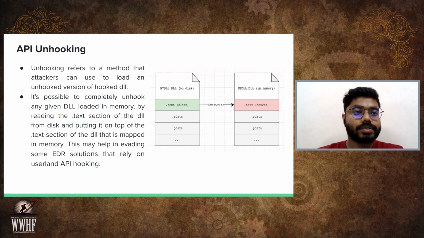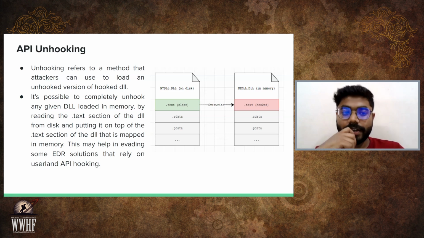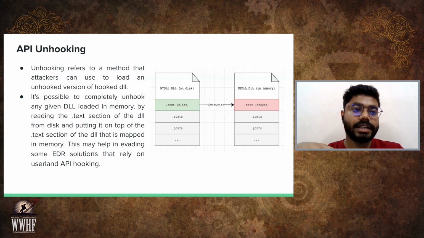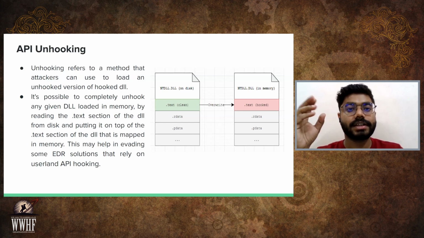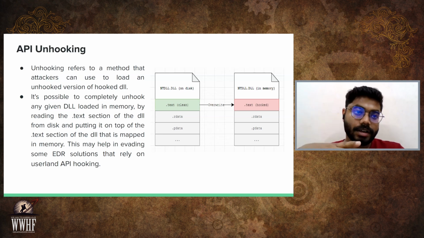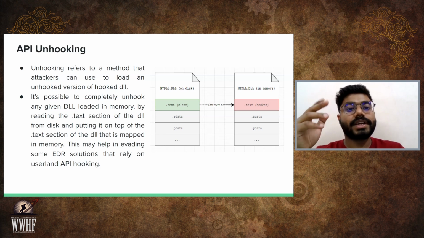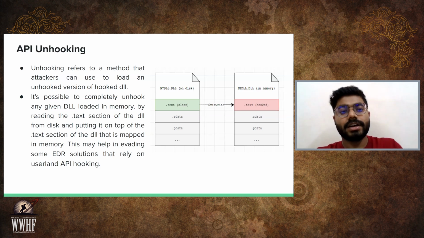API unhooking. Unhooking, as the name suggests, is removing all the hooks. As we know what our hooks are, it's a simple method an attacker can use to load an unhooked version of the hooked DLL. Unhooking can be done in two ways. For example, we can unhook the full NTDLL, the DLL being loaded by the EXE, or we can just patch the particular API which is being hooked by the AV or EDR. So this technique can be used in multiple ways.